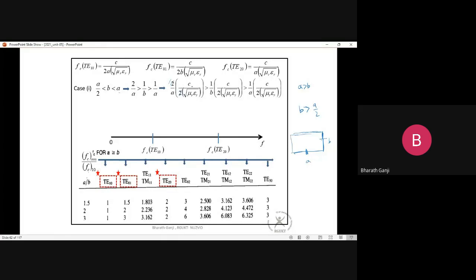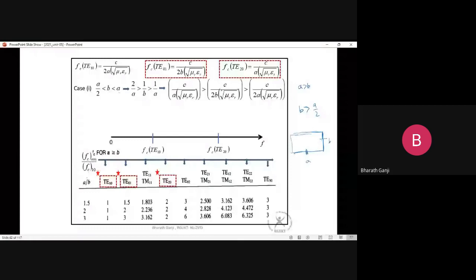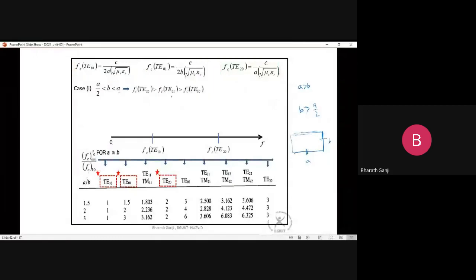What do I get? C by A into square root of mu r epsilon r is greater than C by 2B into square root of mu r epsilon r, which is greater than C by 2A. What is C by A? This is nothing but the cutoff frequency of T20 mode, and C by 2B is the cutoff frequency of T01 mode, and this is the cutoff frequency of T10 mode. So I can see that the cutoff frequency of T20 mode is greater than the cutoff frequency of T01 mode, which is greater than the cutoff frequency of T10 mode.